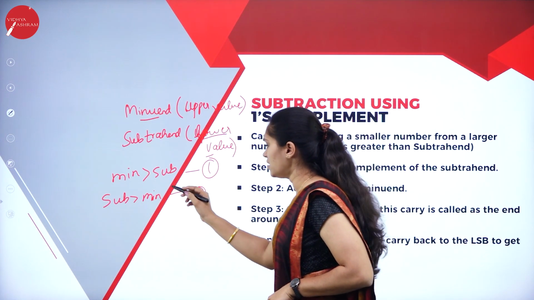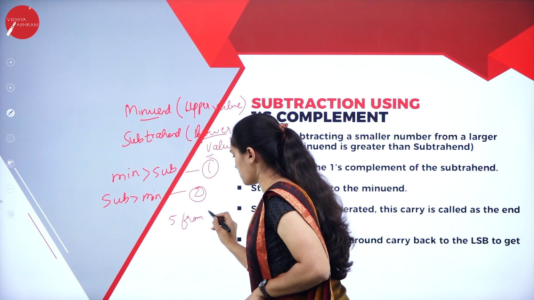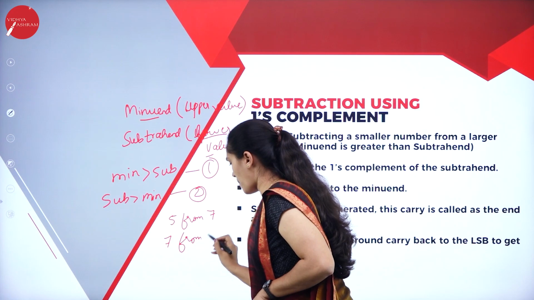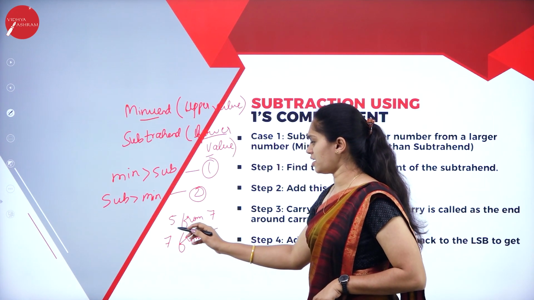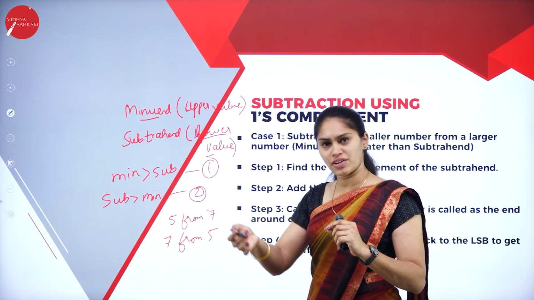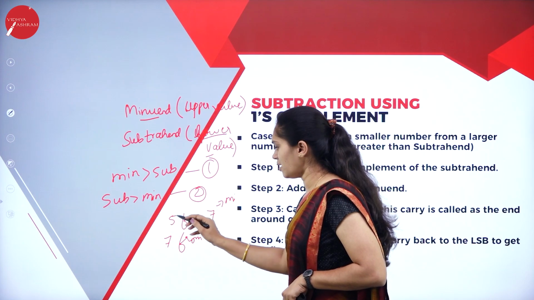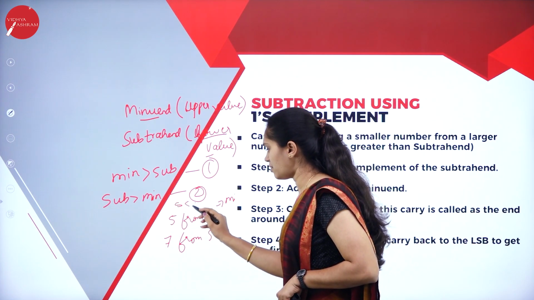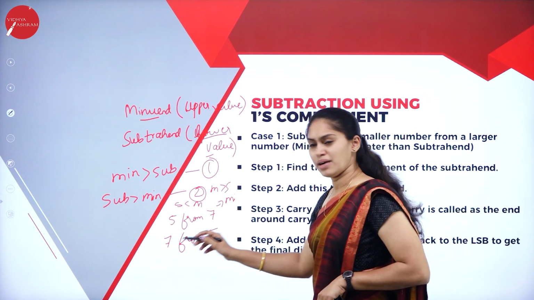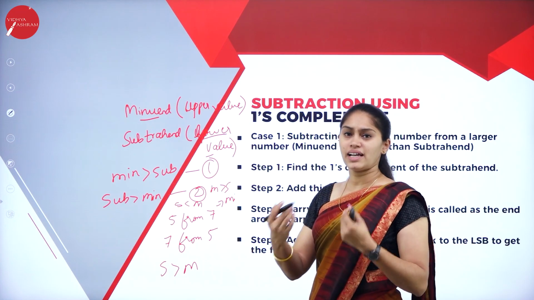For example, subtract 5 from 7. Next, subtract 7 from 5. So what is the first condition here? 5 from 7. As I discussed, whatever the value is after "from" will be related to the minuend, right? So here subtrahend is lesser than minuend. That is what I can say. Minuend is greater than subtrahend. But here subtrahend is greater than minuend. That will be another case.